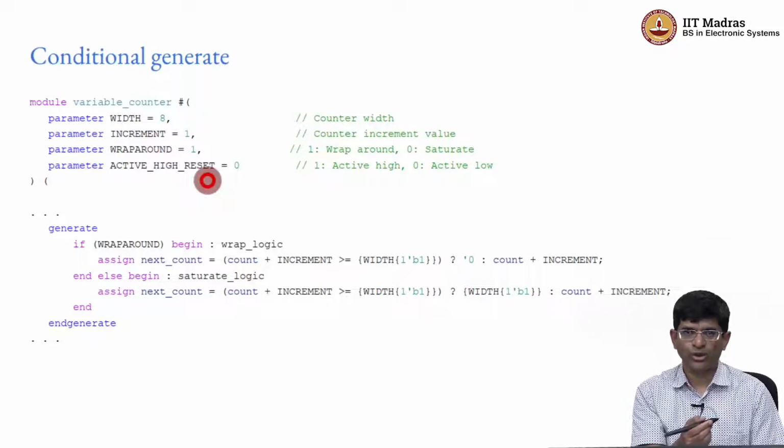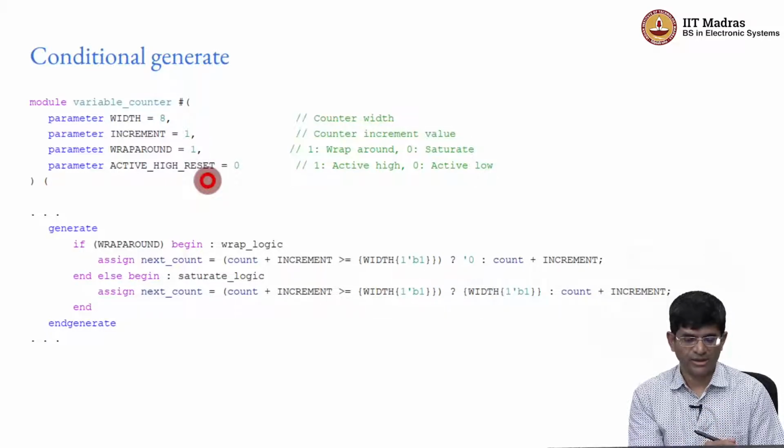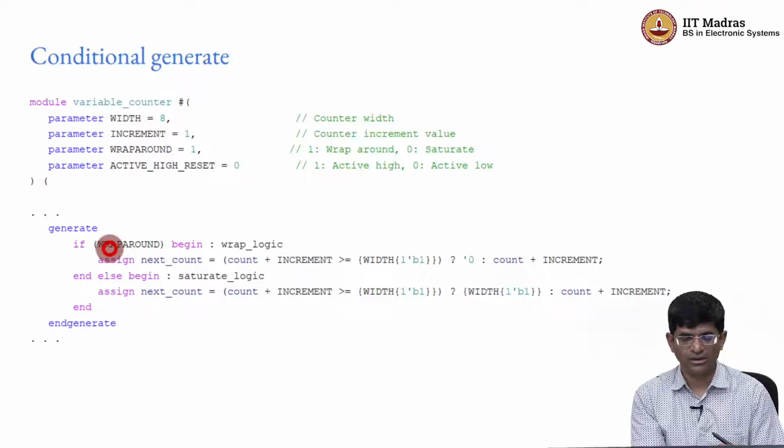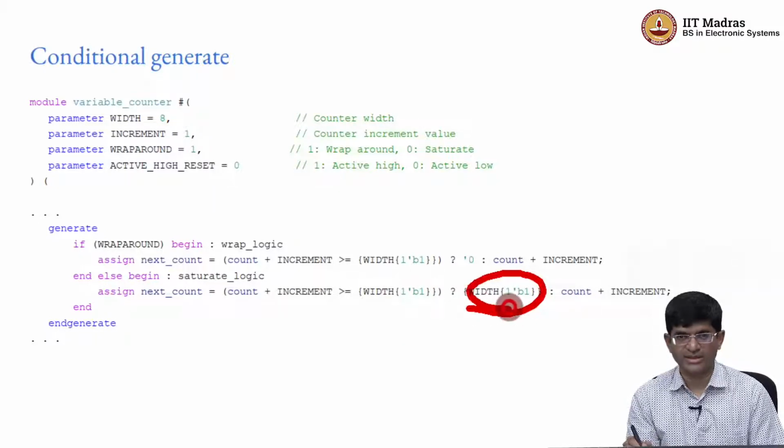But the interesting thing is I am only going to show you one particular way by which the compile time generate can be implemented, which basically says that I can put in a generate and say within that, if the parameter wraparound is set to 1, instantiate this wrap logic, which basically says next count is count plus increment, and if that exceeds the value of all ones, go back to 0, else do count plus increment. The other thing is saturation, which basically says that if count plus increment exceeds this value, then just set it to all ones, else set it to count plus increment.